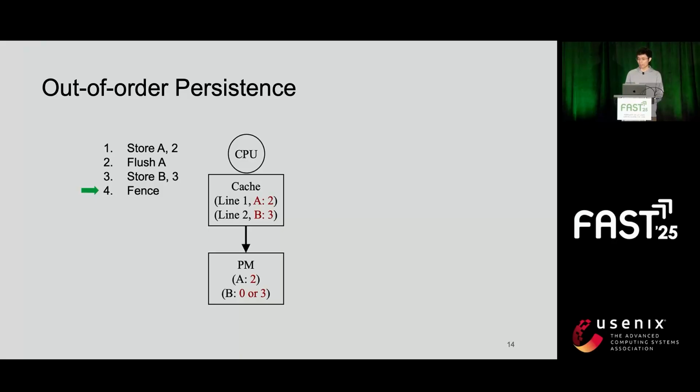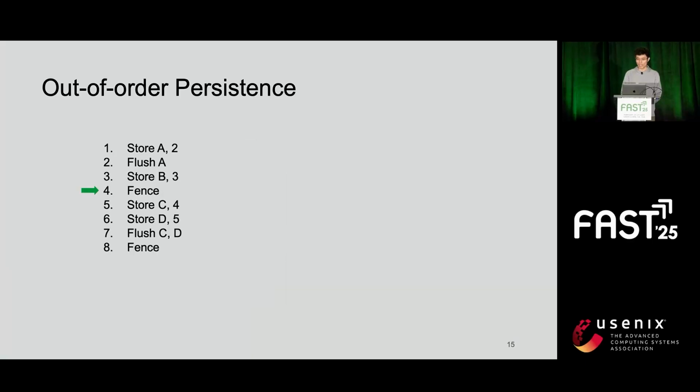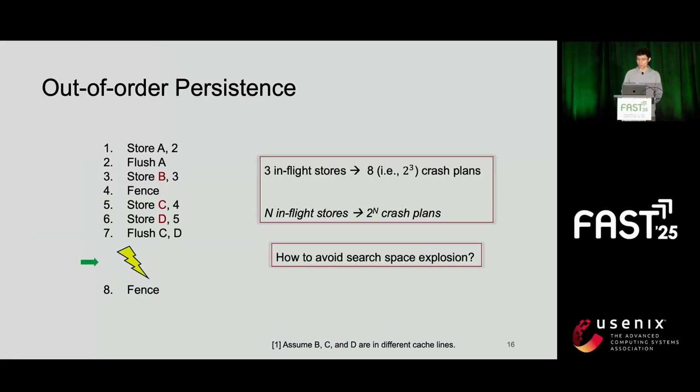Only the fence instruction can prevent instruction reordering and guarantee that all flushed variables are persisted to P-memory. In this diagram, the fence instruction guarantees variable A is updated to 2 in P-memory. However, since B is not flushed, it could still be either 0 or 3. If we have more instructions after line 4, for example, store C, D, flush C and D, and fence, and a query occurs before line 8, before the fence, we will have 3 in-flight stores: B, C, and D. They have not been persisted to P-memory, which could yield 8 query planes, 2 to the power of 3. So if there are n in-flight stores, there could be 2 to the power of n query planes.